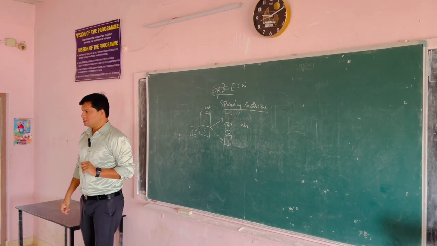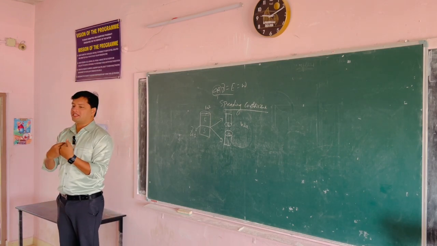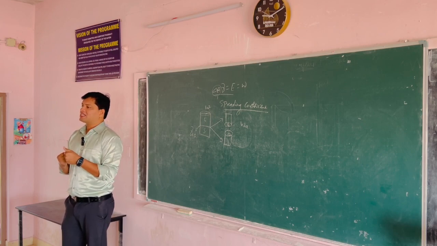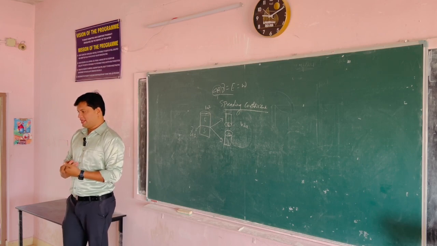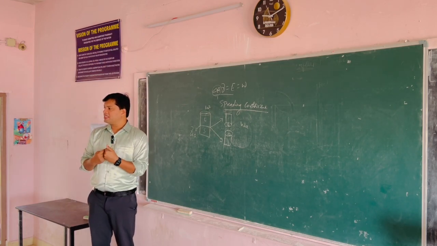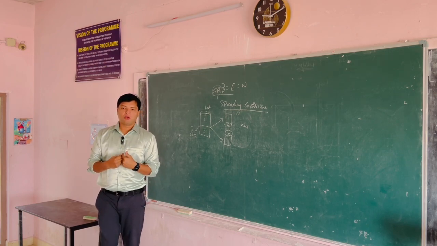What do you mean by adhesion? It is the forces acting between two different things. We call it adhesion. Cohesion is attraction between same things. So attraction between different things is called adhesion, and attraction between the same thing is called cohesion.